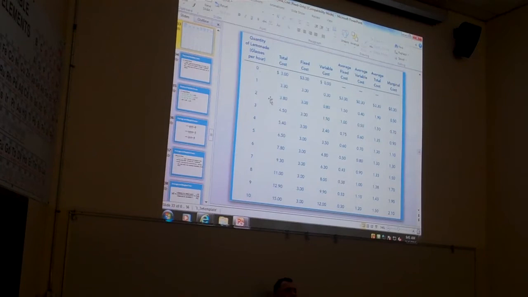All right, so let's define the big parts. Define fixed costs real fast. Costs that don't vary with quantity of output. Variable costs, costs that do. Costs that go up or down based on output. Total cost is just a summation of fixed and variable. So you add your fixed and your variable together, and of course you have your total cost.